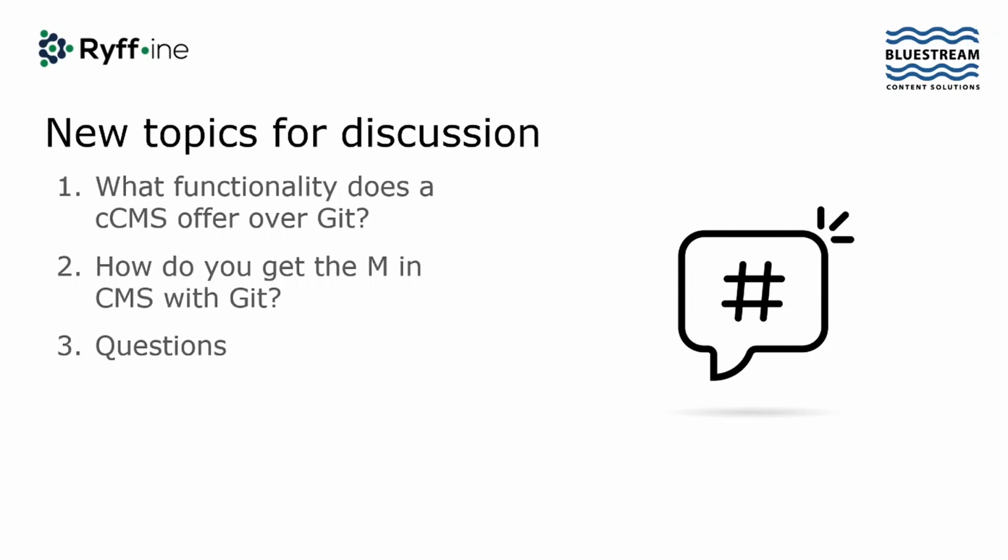It's a repository. It's a versioning system. So how do you actually put together a content infrastructure using Git? You're missing out on some CMS functionality there. How do we make up for that with a Git infrastructure? That's what we're going to talk about today.